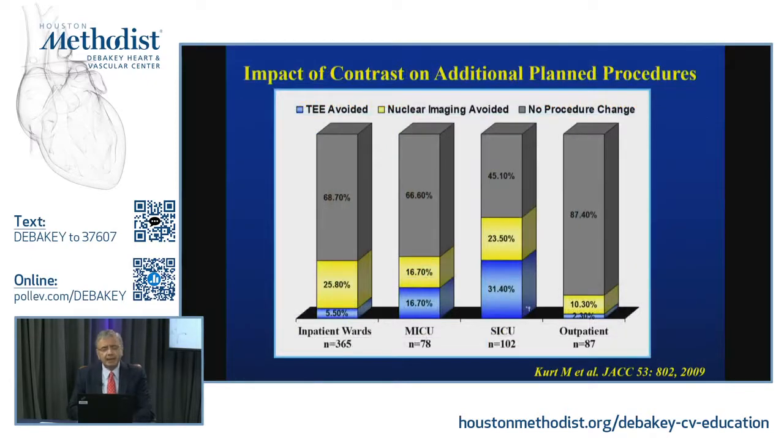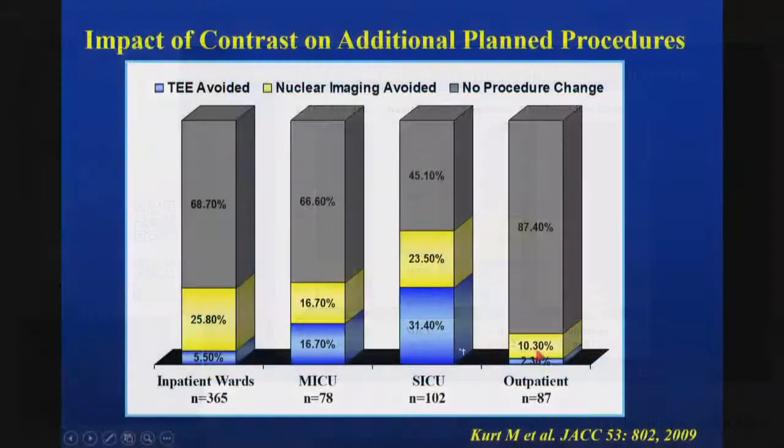Let's take a look at the impact. What we asked the physician is, we gave them the result of the study without contrast. What would you do next for that particular patient? And we gave them the result after contrast and said, what would you do? The most impact was in the intensive care units. This is the surgical intensive care unit, where TEE was avoided in about a third of the cases to assess ventricular function, as was nuclear imaging. So the vast majority, about 60%, had a lot of impact. A little less in the medical intensive care unit, about 30% or so in the inpatient ward, and the outpatient the least, because these are ambulatory, not instrumented, healthier individuals.